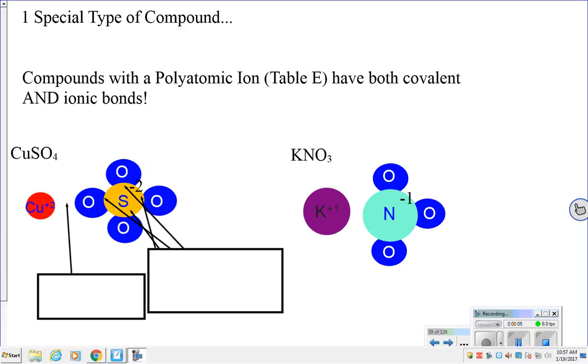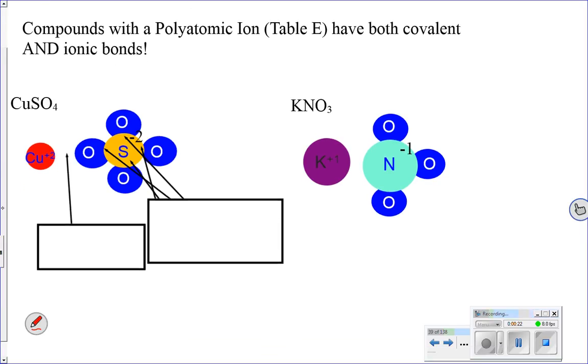Today we'll be looking at some compounds that have some bonds that don't exactly fit under the categories of ionic and covalent. The first one we'll talk about has both ionic and covalent bonds in it. These are compounds that have a polyatomic ion, or an ion from Table E, in them.